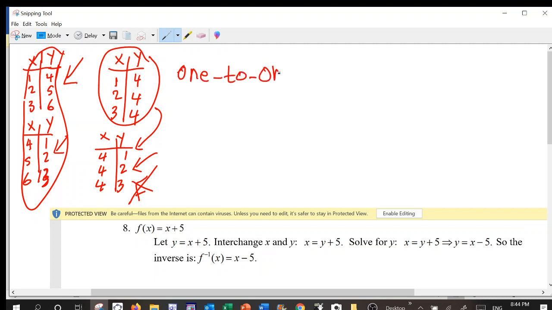One-to-one. And you know why? Because there's one input, one output, one output, one input. It's a one-to-one relationship. That means neither the input nor the output repeats, right?